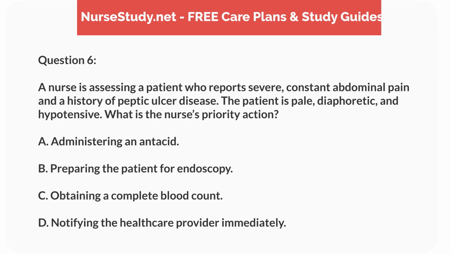Question 6. A nurse is assessing a patient who reports severe, constant abdominal pain and a history of peptic ulcer disease. The patient is pale, diaphoretic, and hypotensive. What is the nurse's priority action? A. Administering an antacid. B. Preparing the patient for endoscopy. C. Obtaining a complete blood count. D. Notifying the healthcare provider immediately.